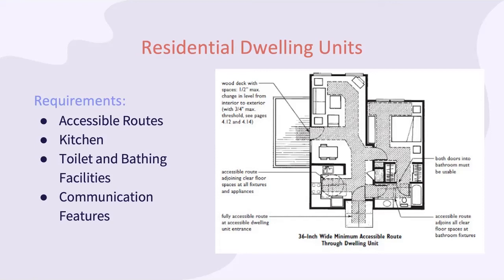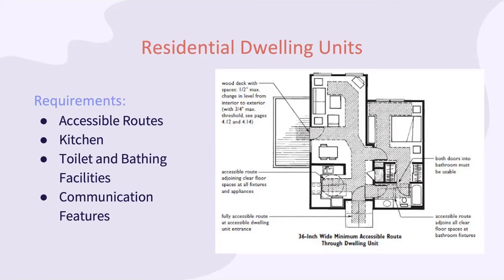Additionally, turning space requirements must be met in every room served by an accessible route. However, turning spaces are not required in small exterior spaces, so spaces that are 30 inches maximum in depth or width. Kitchens must comply with the requirements we already discussed, and then toilet and bathing facilities. So at least one toilet and bathing facility must comply with the requirements we previously discussed.